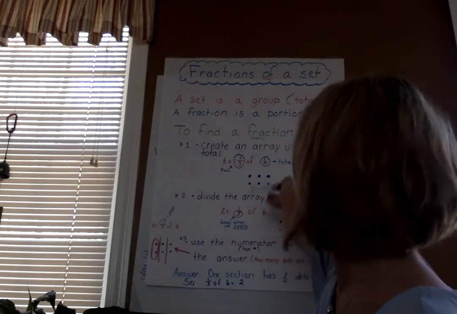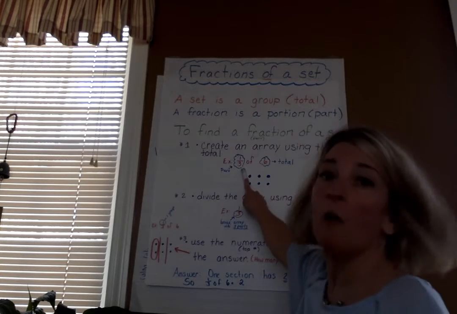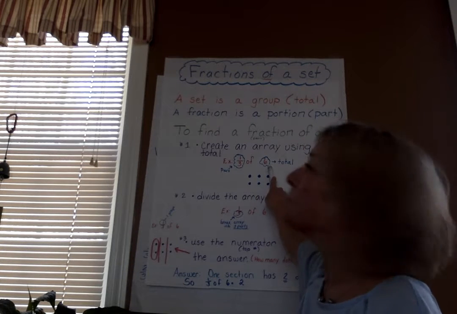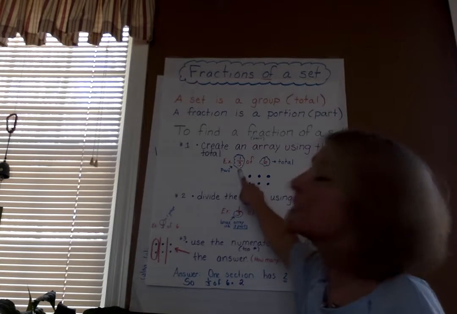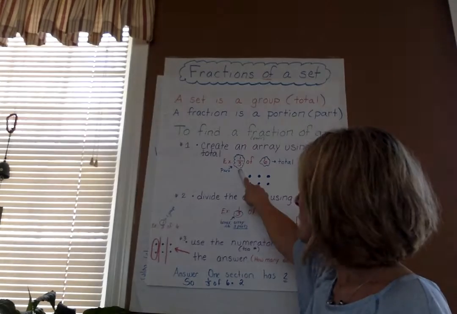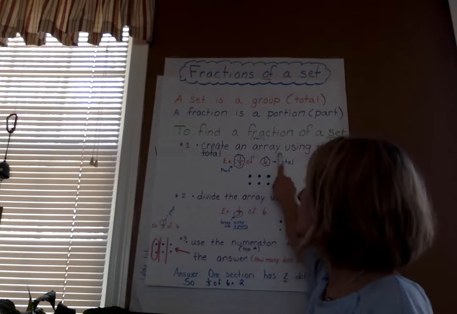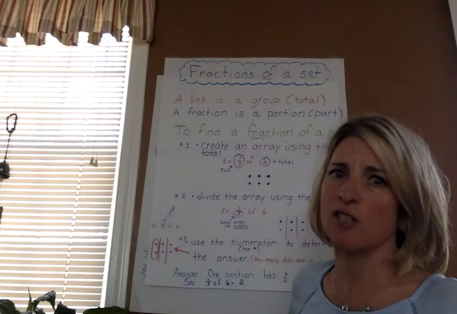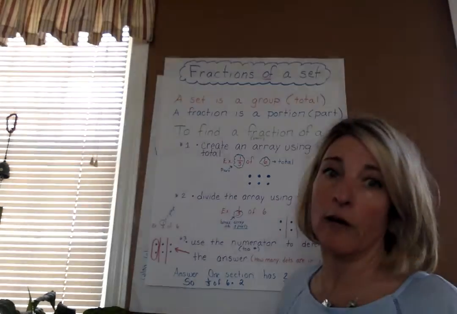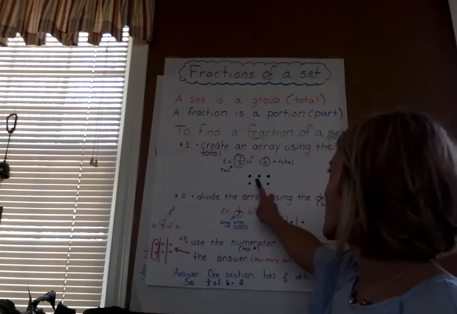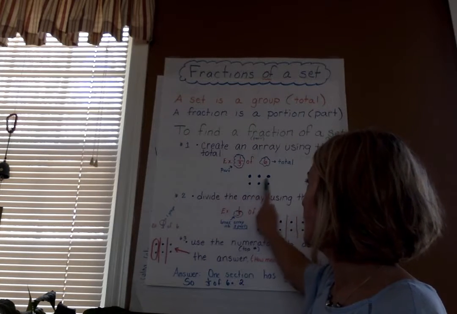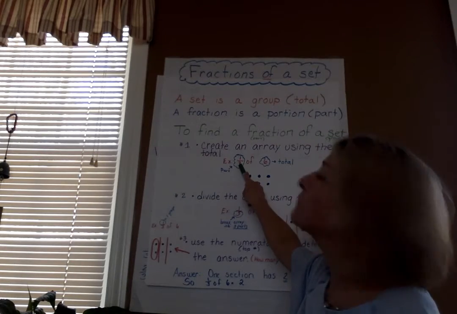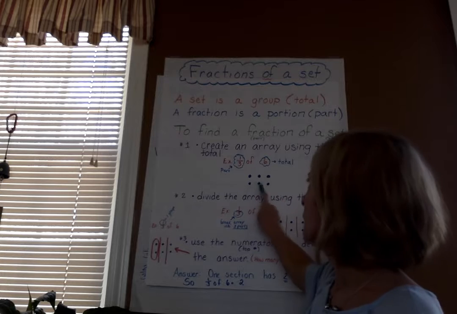Okay, so let me backtrack. So if I wanted to find out what 1/3 of 6 is, 6 being my total in the set, the part that I want to know in that set is the 1/3. So I have to create an array using the total. And we remember an array from 3rd and 4th grade is really just a collection of dots placed in an organized way. So I'm going to put 6 dots, 1, 2, 3, 4, 5, 6. And like I told you, my little secret is I'm going to make them 3 across. So say 1, 2, 3, 4, 5, 6.